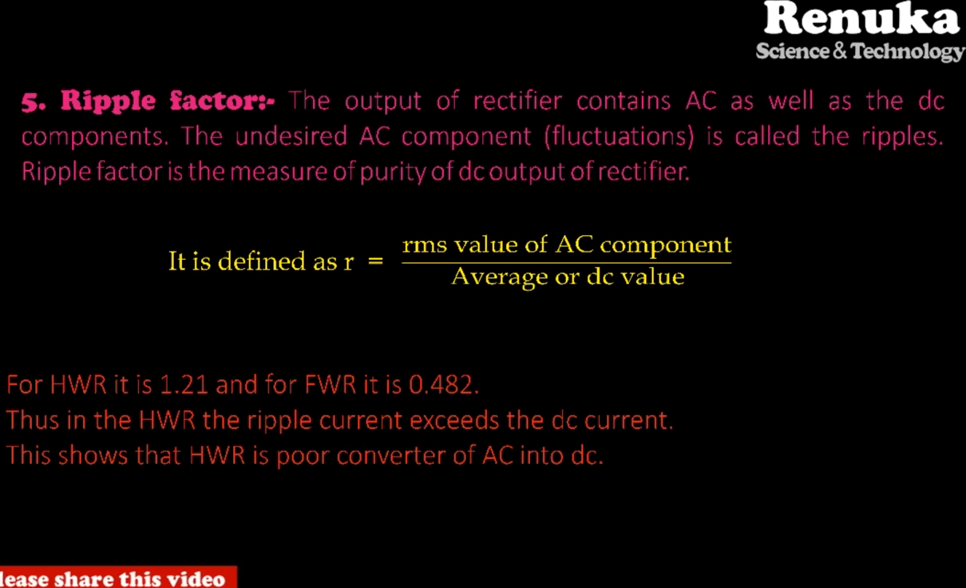These ripples can be calculated by the ripple factor, which is the measure of purity of the DC output voltage of a rectifier. It is defined as the root mean square value of the AC component divided by the average or DC value. That means RMS value upon DC value. This is the formula to calculate the ripple factor. For half wave rectifier it is 1.21, and for full wave rectifier it is 0.482. Thus in the half wave rectifier, the ripple current exceeds the DC current. This shows that the half wave rectifier is a poor converter for conversion of AC into DC.